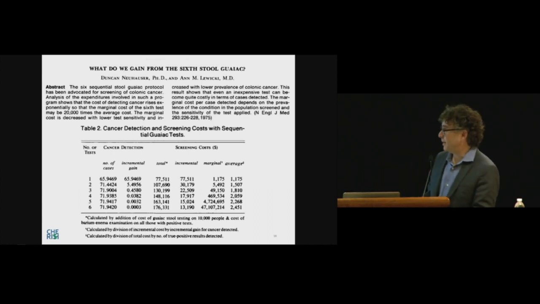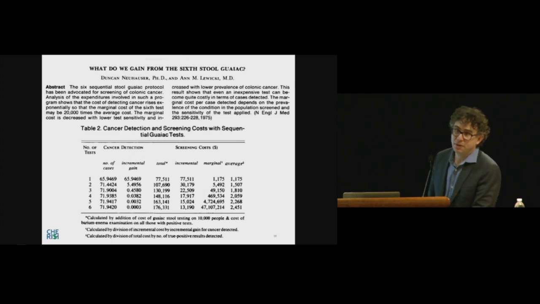So when you do it that way, these are the incremental columns. This is the incremental number of cases gained, and you can see the first card gets a whole bunch, because the first card really is compared to 0. So doing any screening versus none, you find a whole bunch of cases. And already once you get to the second card, we're down to 5. And by the time we get out to the 6th card, we are getting 0.0003 additional cases. And the incremental cost now looks smaller because it's certainly smaller than the total cost. It's an incremental cost of $13,190 for that 6th stool guaiac card.